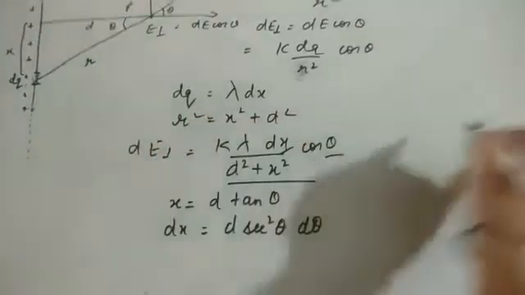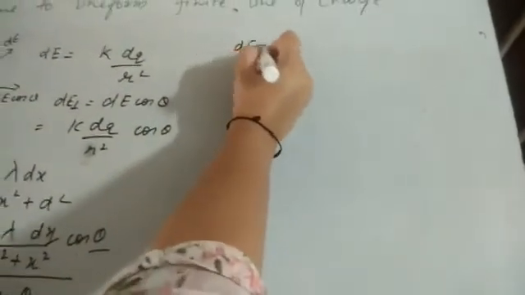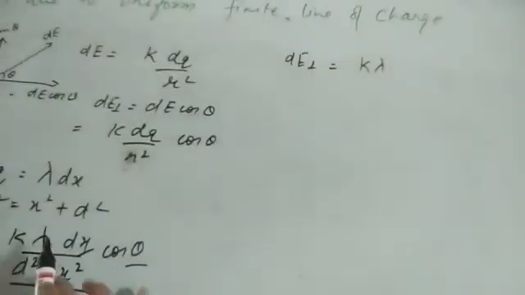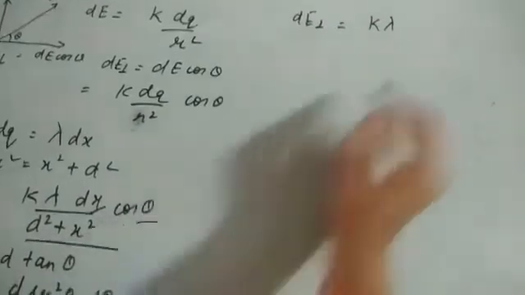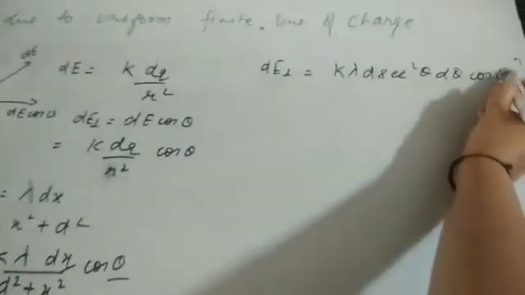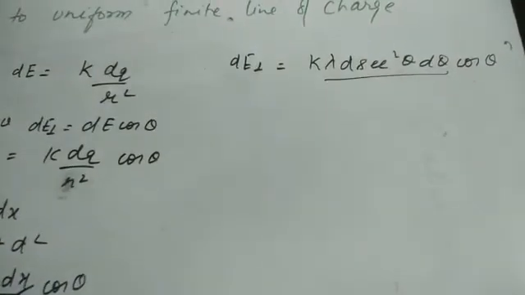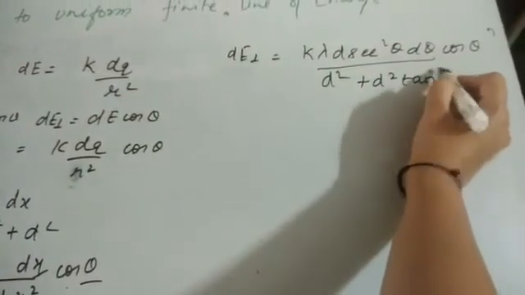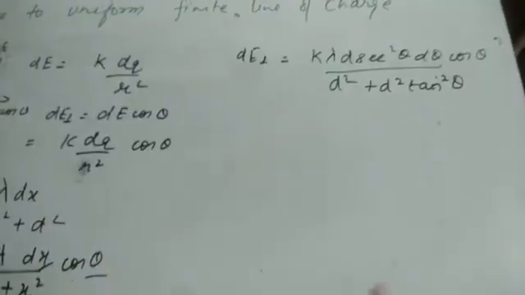So if I substitute the value here, dE perpendicular is now k lambda, and what is dx? It is d sec square theta d theta, and we are left with cos theta. But down we have d square, plus x square, and what is x square? It is d square tan square theta. That means plus d square tan square theta. Now we have reduced it to only theta.